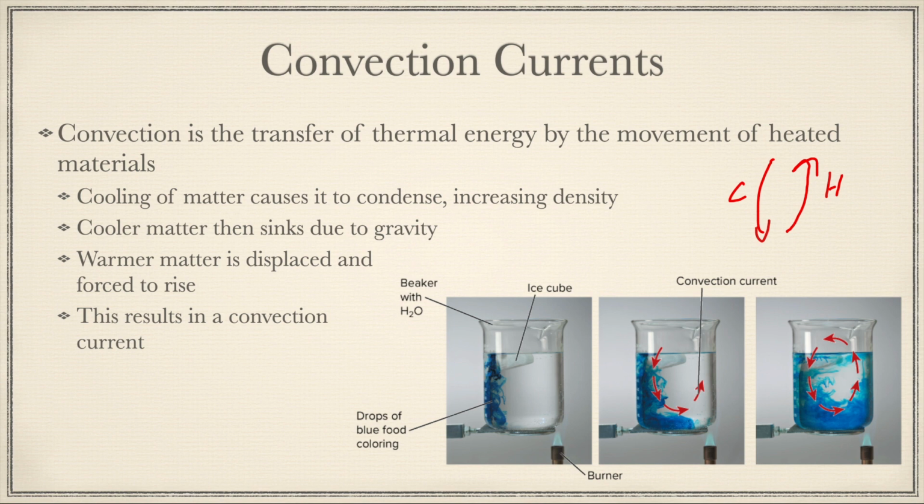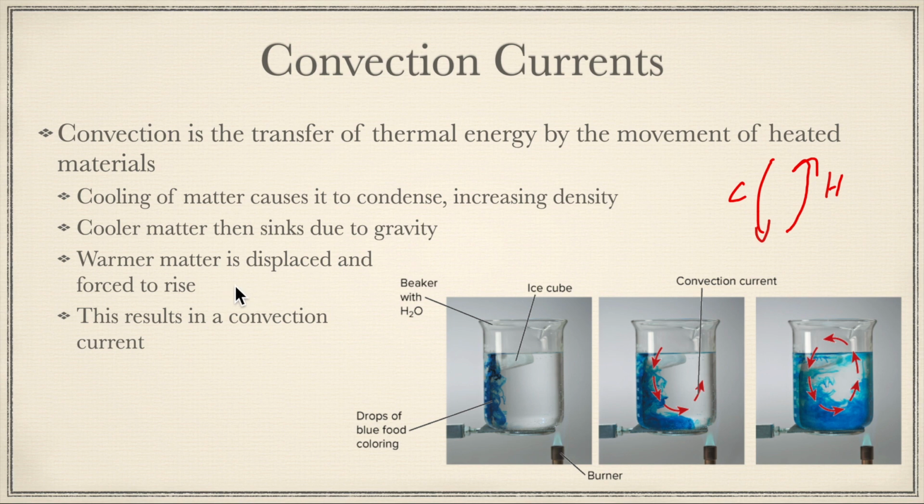So what happens here is the cooling of matter causes it to condense, which increases its density because now you have more material in a smaller space, or for the same volume of material, it has a greater mass now. So for example, 1 cubic centimeter of air would weigh more than it did before it condensed. Now, cooler matter then sinks due to gravity. So if that volume of air is now more massive, it's basically going to be heavier. So it's going to sink because gravity pulls it down.